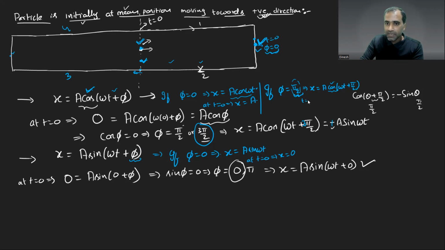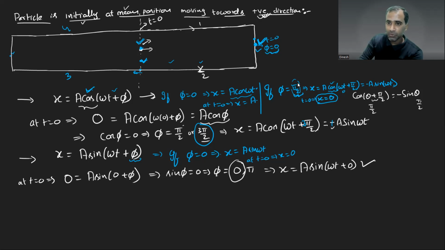If you want, you can substitute t equal to 0. What is the displacement? Substitute t equal to 0 here. This will become 0. Cos of pi by 2 is 0. I'm substituting t equal to 0. Let's convert it into sine. If you want, we can also convert it into sine. What is this value? If you convert into sine from the previous analysis, it is minus a sine omega t. Correct? Yes, sir.